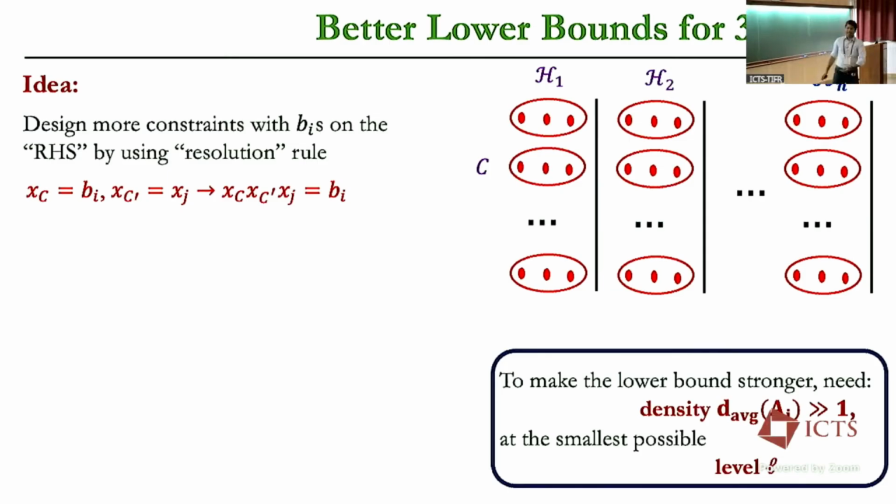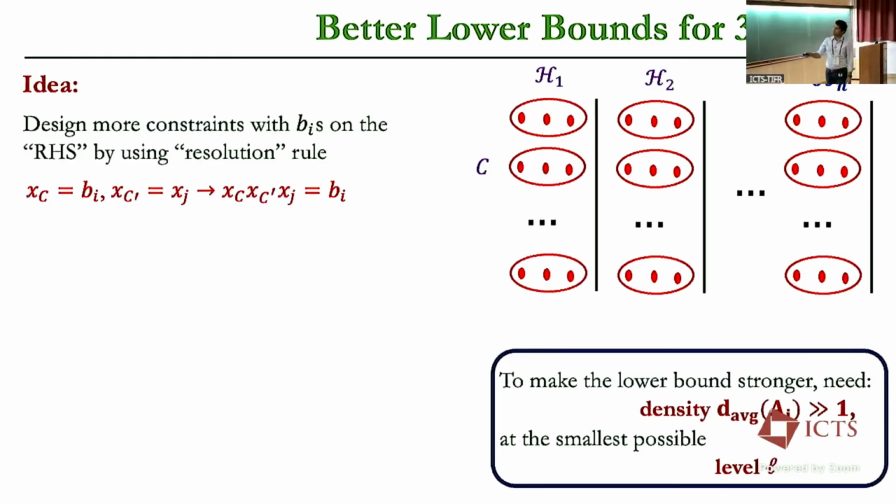Okay? And the manipulation is very simple. Here's what I'm going to do. I'm going to pick one of the first k matchings. It gives me a constraint of the form x_c is b_i. Then I'll take another constraint from one of the remaining n minus k matchings. It gives me a constraint of the form x_c' equals x_j.